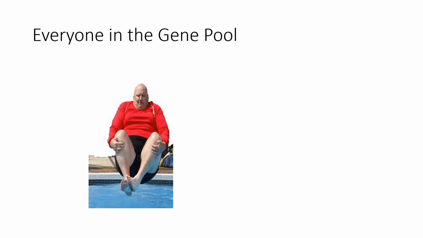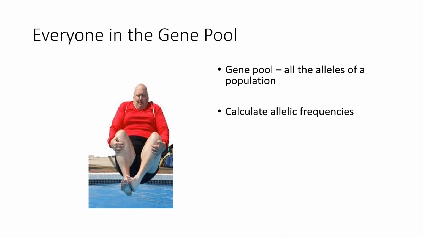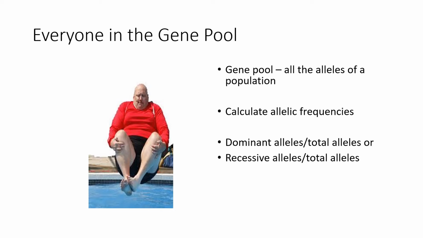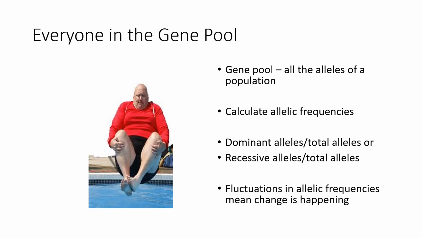When we're talking about this, it's all about the gene pool. And the gene pool sort of tells us what's going on with the population of animals. So the gene pool is all the alleles of the population. And when we look at what's in the gene pool, we can find allelic frequencies. When we talk about Hardy-Weinberg in the next video, we'll talk a little bit more about these allelic frequencies. But typically, for any gene, we have dominant alleles and we have recessive alleles. And anytime we have fluctuations in those allelic frequencies, that tells us that there's change happening to the population, which by definition is what evolution is: change to a population.